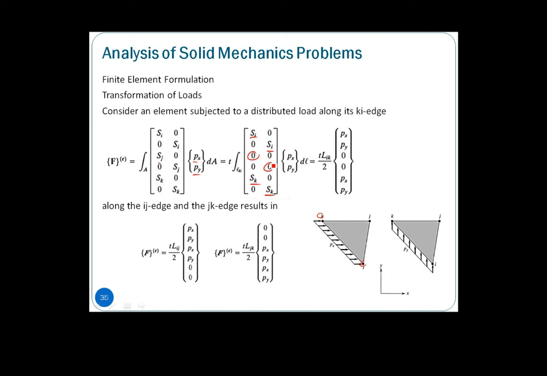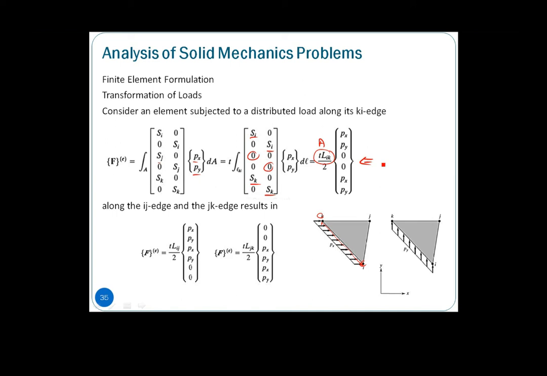Multiply Px, Py, then the area itself, which is t times L, the thickness of this element multiplied with the length of Ik, so that is basically our A. So A over 2, Px, Py, that basically gives us our so-called nodal loads, the load matrix in each node itself.